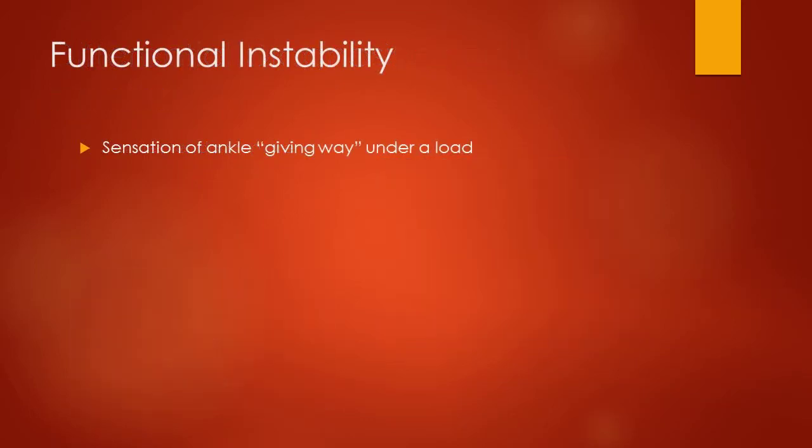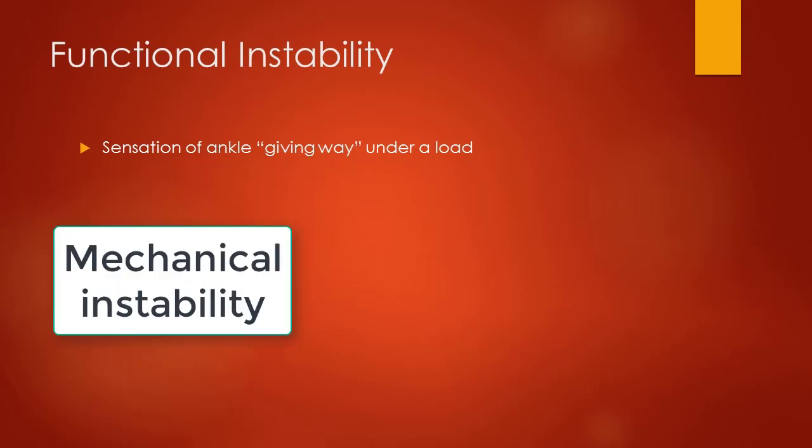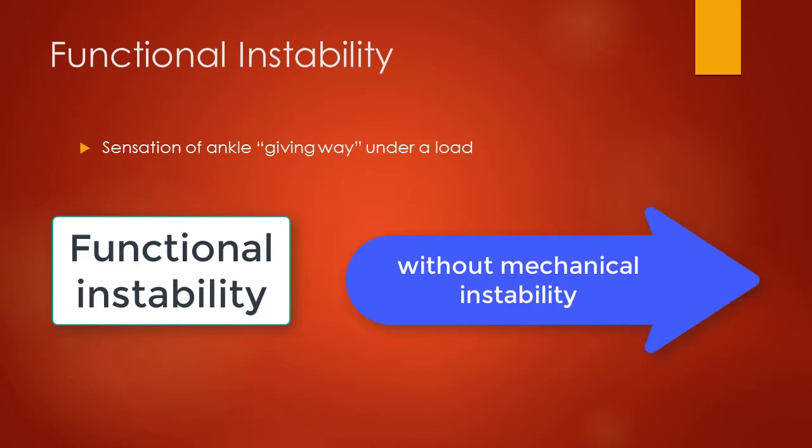When we talk about functional instability, people are going to describe it as the sensation of the ankle giving way under a load. There are three different things that we can think about this occurring as. You can have a mechanical instability or a plastic deformation without functional instability. You can have mechanical instability with functional instability, or you can just have a functional instability without mechanical instability.